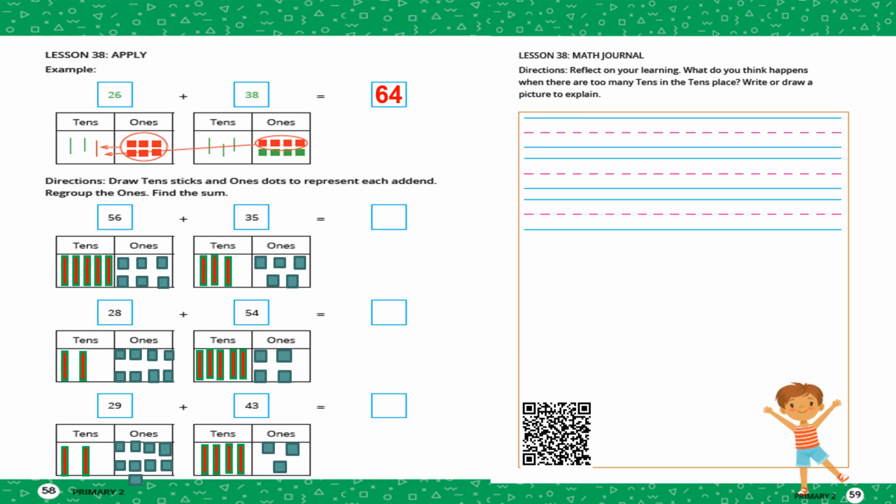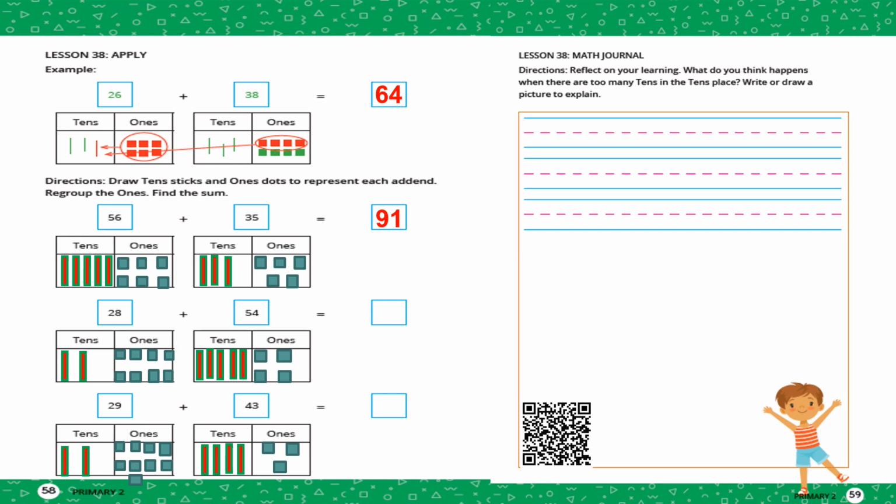Now let's add 56 plus 35. 6 plus 5. After 6, 7, 8, 9, 10, 11. We will write 1 and carry up 1 in tens. 1 plus 5 equals 6. 6 plus 3 equals 9. 91.